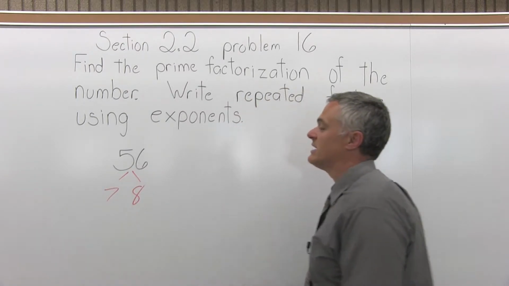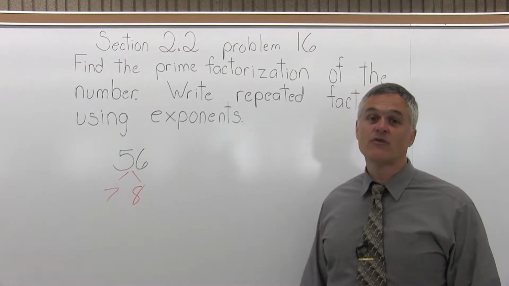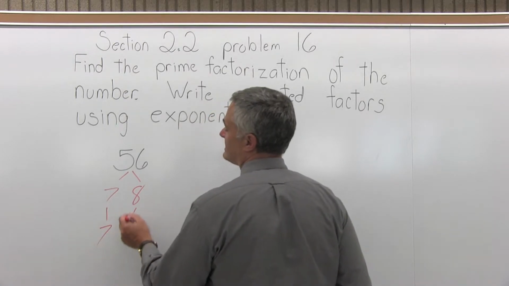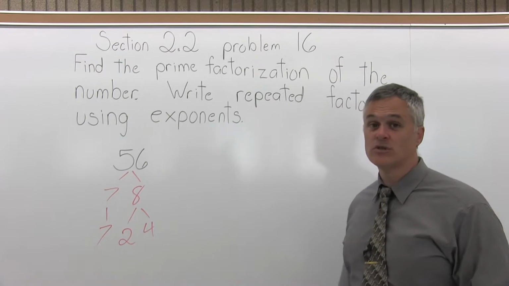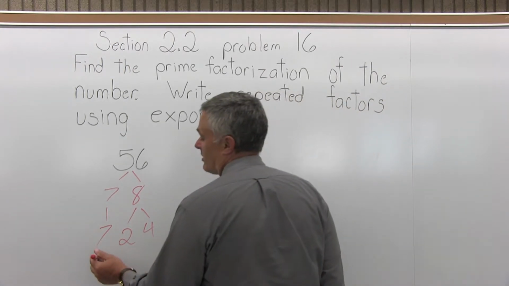We can start with 7 times 8. 7 times 8 multiplies to make 56. And now break them down further if you can. Well, the 7 won't break down any further because it's prime. But the 8 can be broken down into 2 times 4. 2 times 4 is an 8. And now the last 4 can be broken down a little bit more.